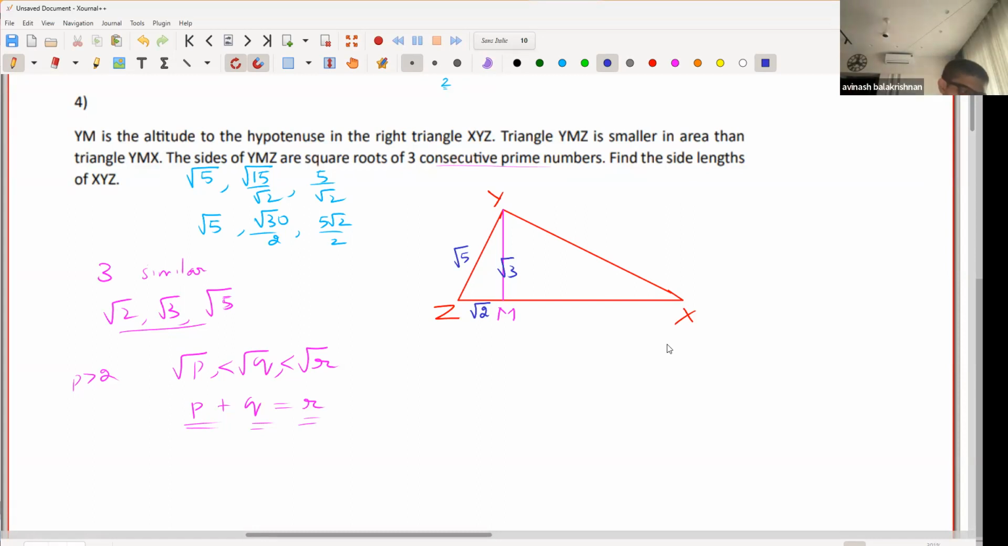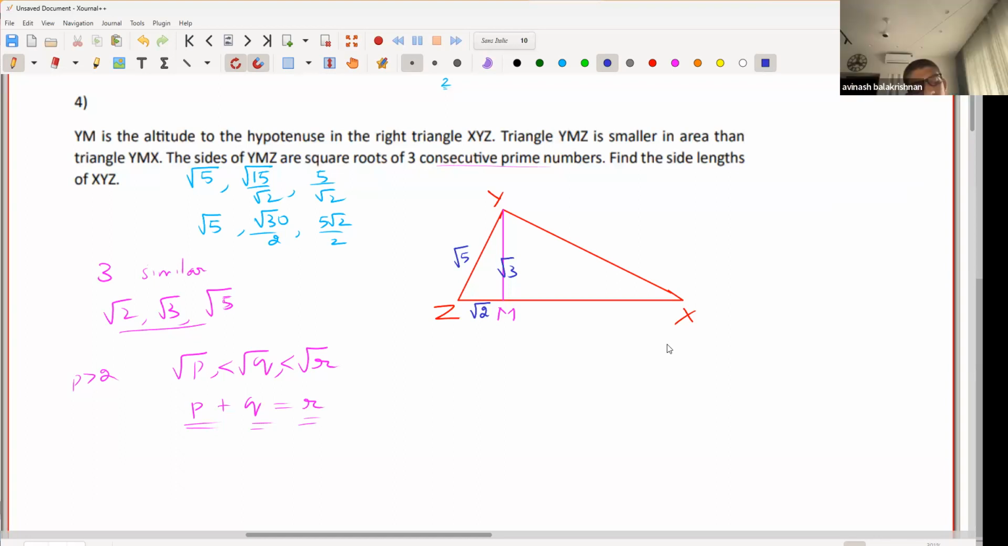You don't have to say okay to me. In the sense that if you get something different, then something is wrong, because YMZ is given to be the smallest. So the picture has to be something like this, right? How can you get ZM as root 3 and YM as root 2? That's not possible. Check your diagram anyway. Now that you have root 2, root 3, and root 5, continue.